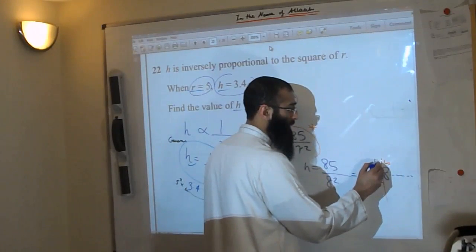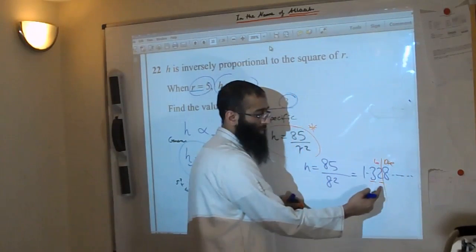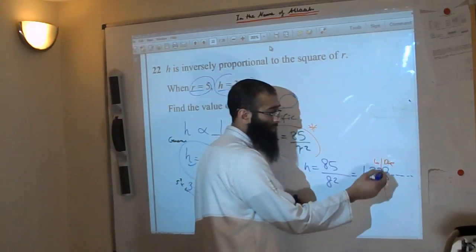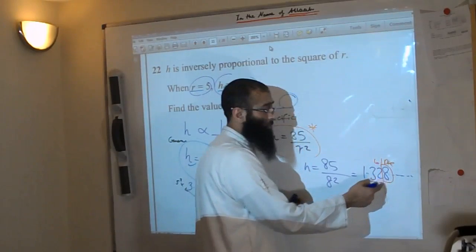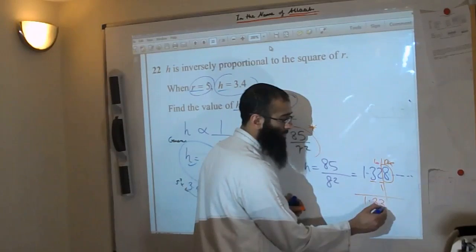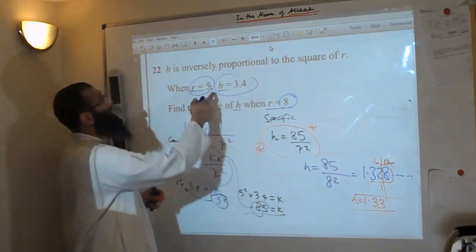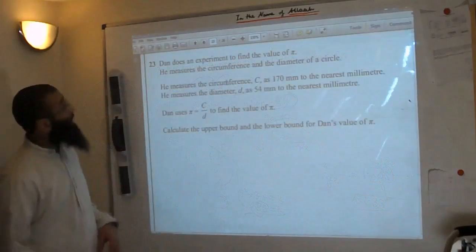Last digit. This is our decider. So we're going to stop here because that's the last digit. The next one is the one we're going to look at. If it's 5 or more, we add 1. So the final answer will be 1.33 is the height. Now we don't put a unit on here because they haven't given us any units here either.